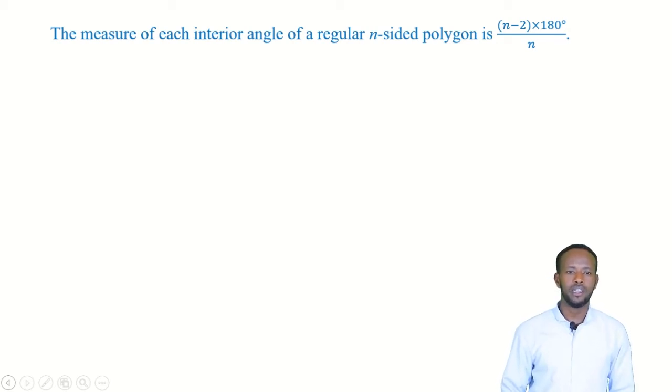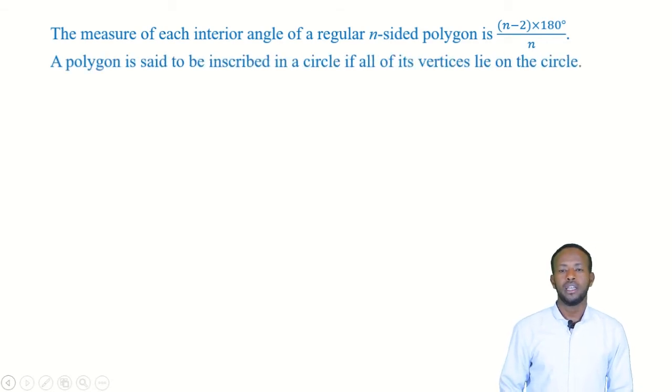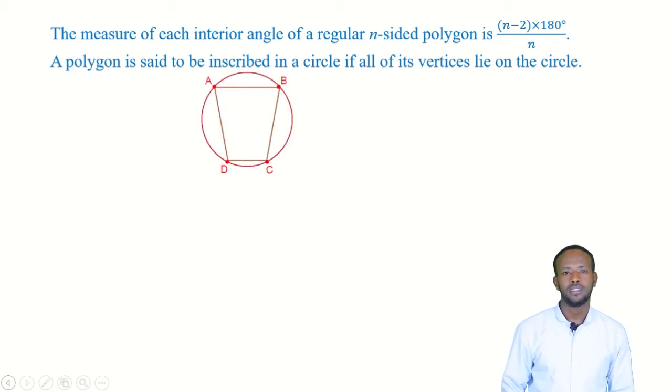Now let us see. A polygon is said to be inscribed in a circle if all its vertices lie on the circle. This polygon is what? Inscribed inside the circle. Because all the vertices, vertex A, vertex B, C, D, they lie on what? On the circle. This type of polygon is called an inscribed polygon in the circle.